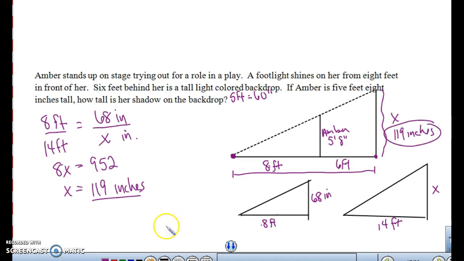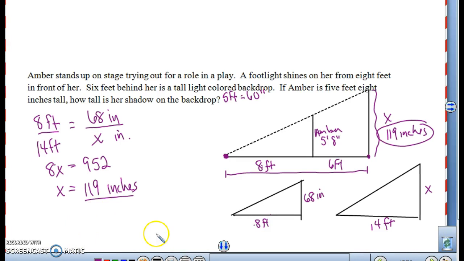Now, if you wanted to figure out how tall this is in feet, you just divide this by 12. But for our purposes, this works out well. So it would be, divide this by 12, it's going to be about 9 feet, and it'd be 108. So 12 times 9 is 108, so that would be 9 feet and about 11 inches. So leaving it in inches is just fine, unless you're asked specifically to find the feet. So 119 inches is a fine answer.